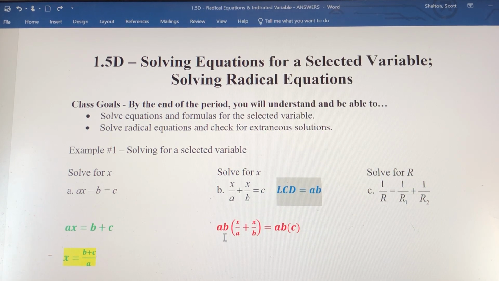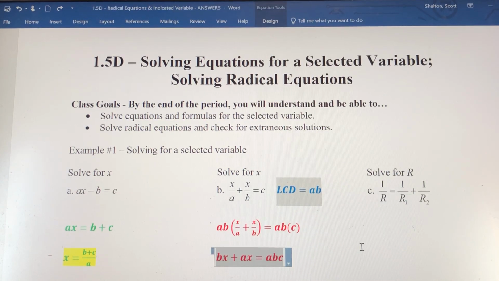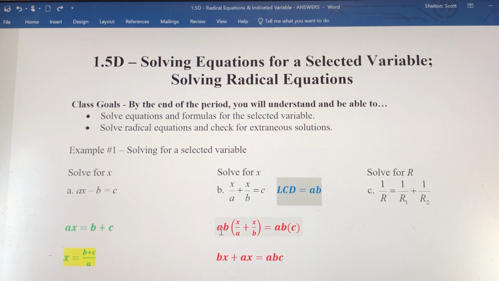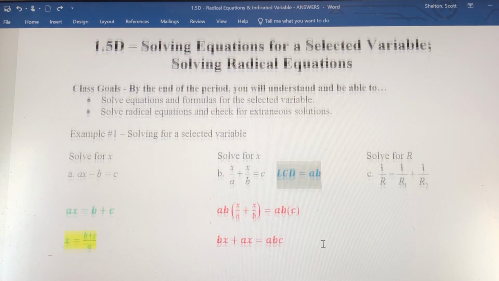So over here, I'm going to distribute. I've got AB times X over A, okay? So that's going to give me, these A's cancel out, and it gives me the product of B and X, so that's why this is BX. When I distribute AB times X over B, the B's cancel out, and that leaves me with the product of A and X, okay? And then on the right side, I've just got the product ABC, okay?